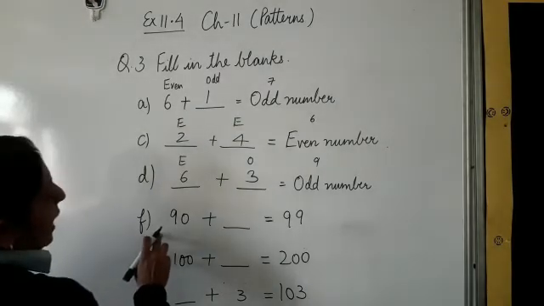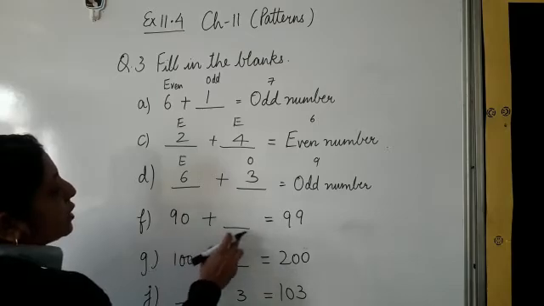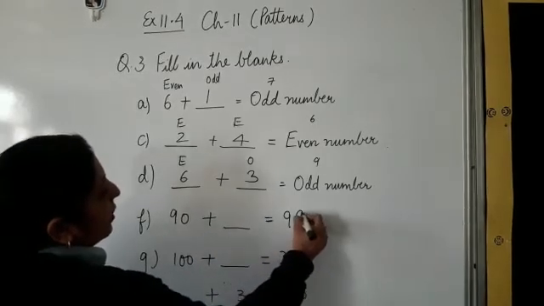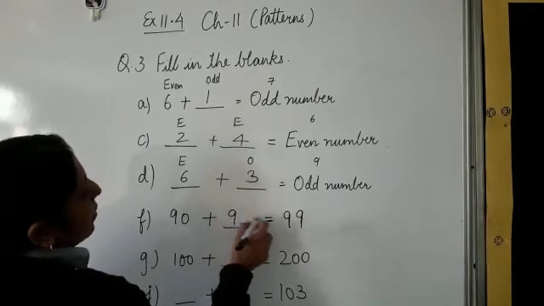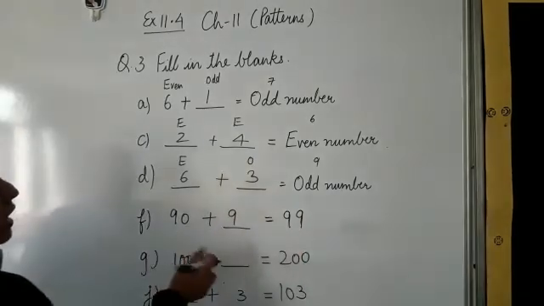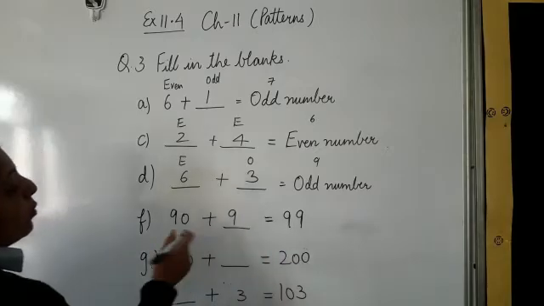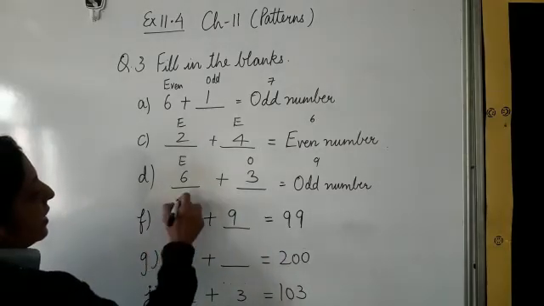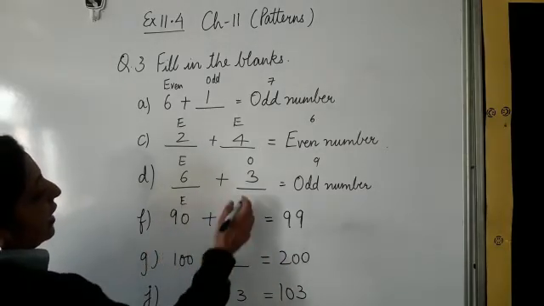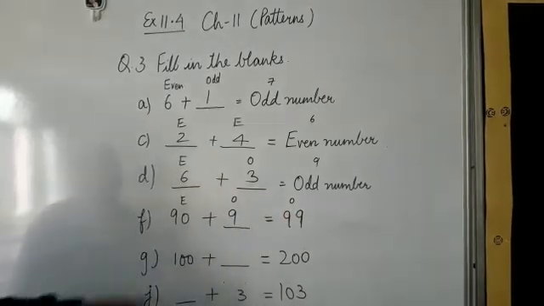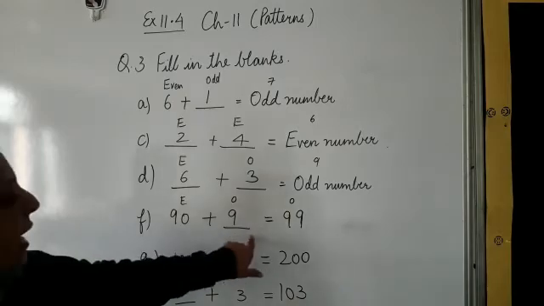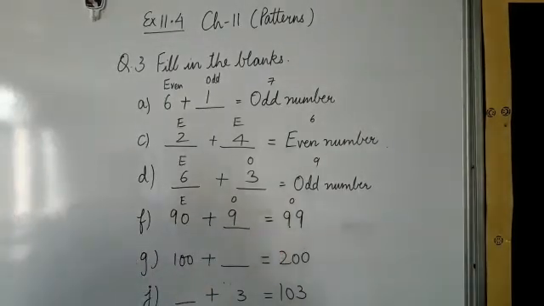Now F blank says 90 plus what equals 99. Now children, it is understood that 90 plus 9 will be 99. Otherwise also with the rule you can understand that 90 is an even number plus 9 is an odd number, which is again an odd number. 90 plus 9 will be 99.